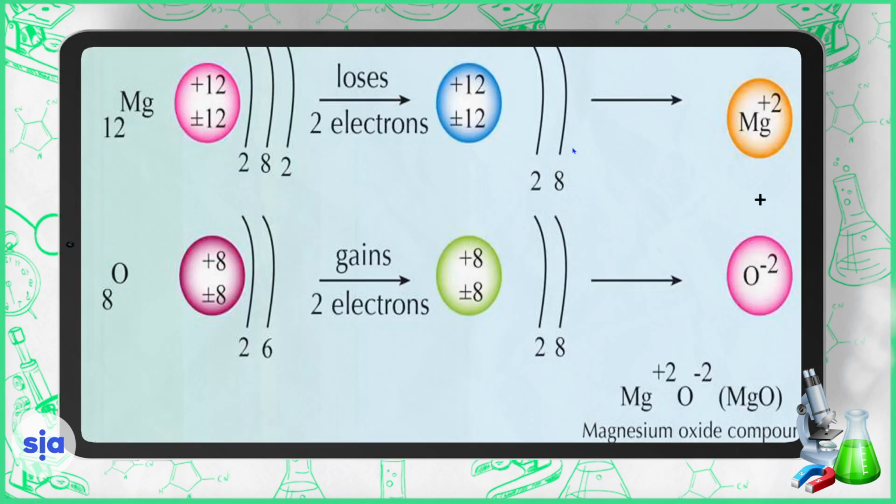Another example. Magnesium with 2 electrons in the outermost energy level. It will lose these 2 electrons and become a positive ion. The oxygen is a non-metal. It will gain 2 electrons to become stable, having 8 electrons in the outer energy level, and change to a negative ion. Simply, the magnesium will give the oxygen these 2 electrons and form magnesium oxide.